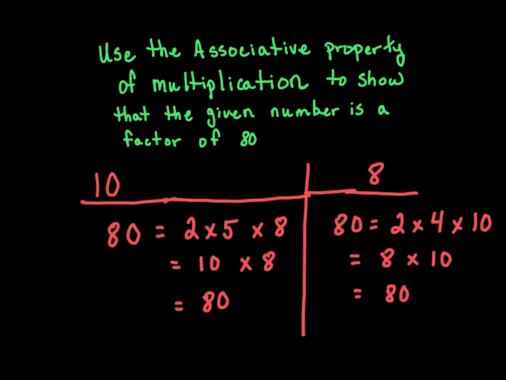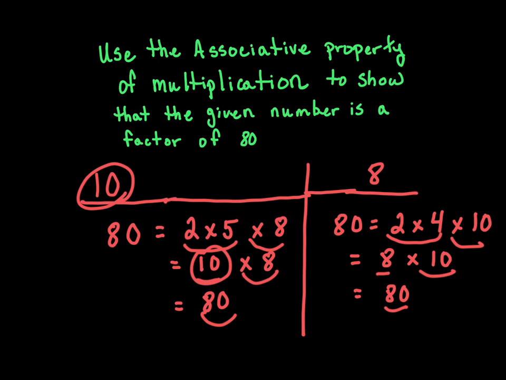Use the associative property of multiplication to show that the given number is a factor of 80. Well, if you look over here, is 10 a factor of 80? Well, if we use the associative property and group the numbers together, we could say 2 times 5 is 10, and then times 8 would give us 80. So yes, 10 is a factor of 80. What about 8? Is 8 a factor of 80? Well, breaking it up, 2 times 4 gives us 8, multiplying that by 10 to give us 80.